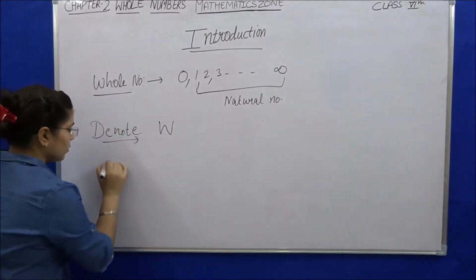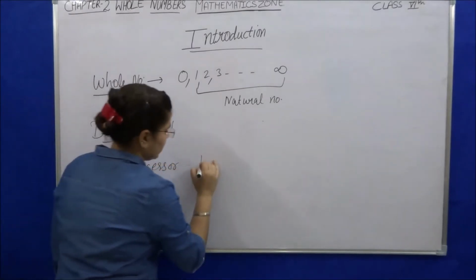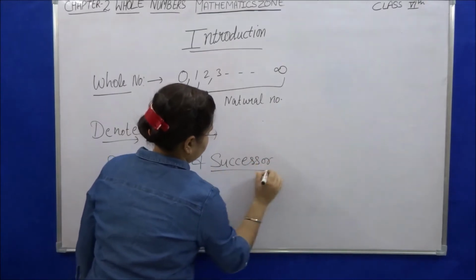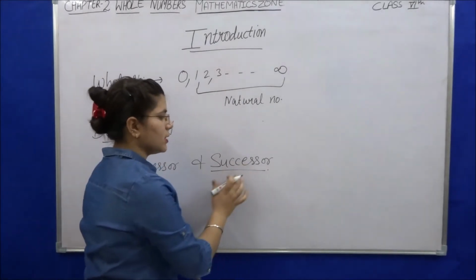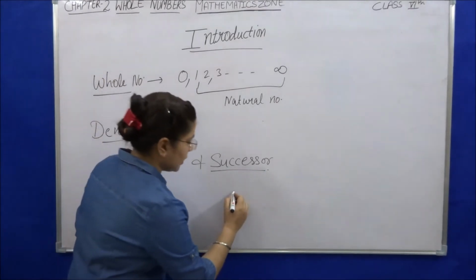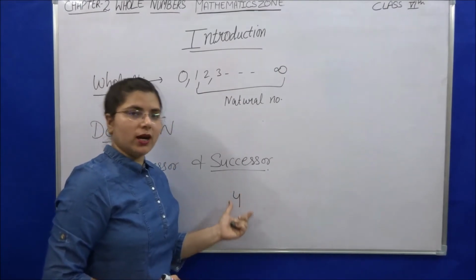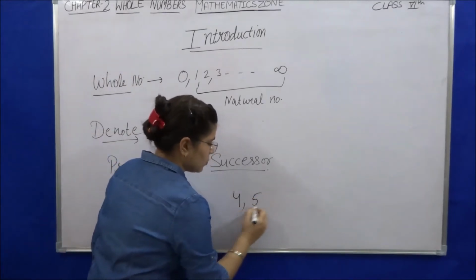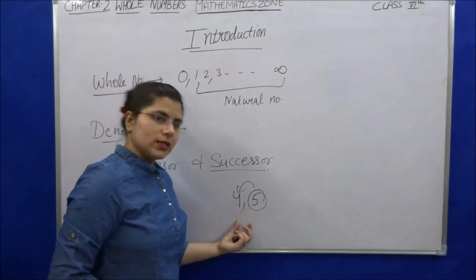Now what is the meaning of predecessor and successor? As the name suggests, successor means the number after a given number. If we ask what is the successor of 4, then the number that comes after 4 is called the successor of 4. Like 4 + 1 is 5, so 5 is a successor of 4.